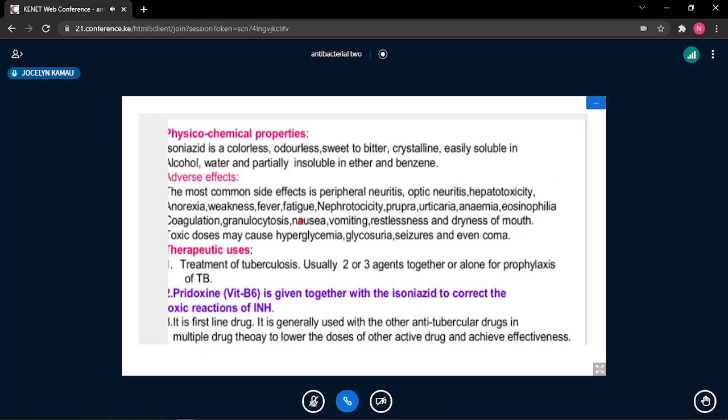isoniazid. Physical chemical properties: isoniazid is colorless, odorless, sweet to bitter, crystalline, easily soluble in alcohol and water, and partially insoluble in ether and benzene. So if you look at it, it has some hydrophilicity, and therefore is soluble in water, but partially insoluble in ether and benzene.